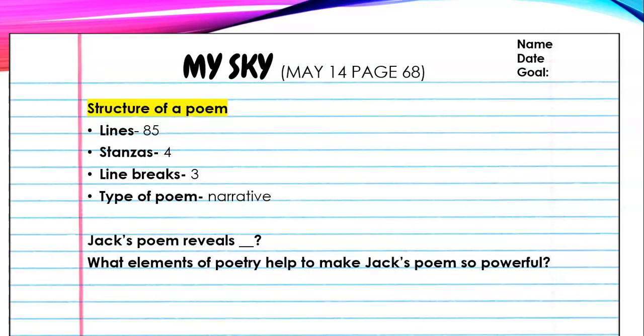elements of poetry help to make Jack's poem so powerful? Boys and girls, he used several elements of poetry. I know that he used what? He used repetition, right? And remember, repetition is to, what is the poet trying to do? The poet's trying to make a point or emphasize his point, right? What else did he use? Remember, thud, thud, thud. What is that called? Onomatopoeia. Great job. Make sure you're writing this down. What else? Remember the 5 senses. What are this called?